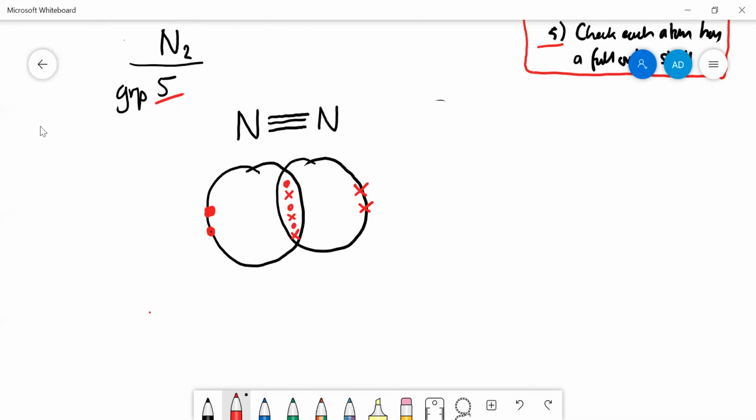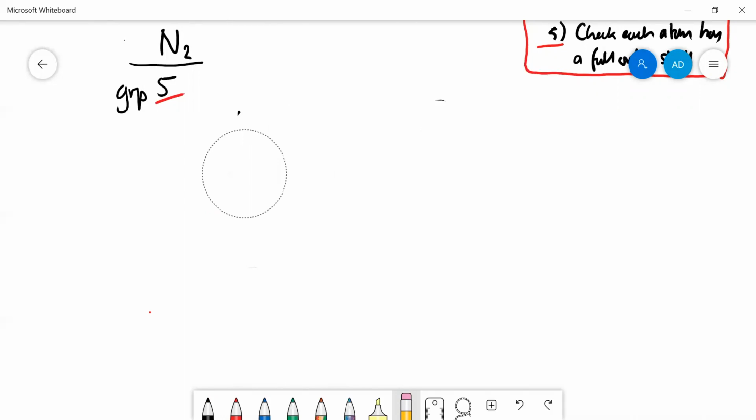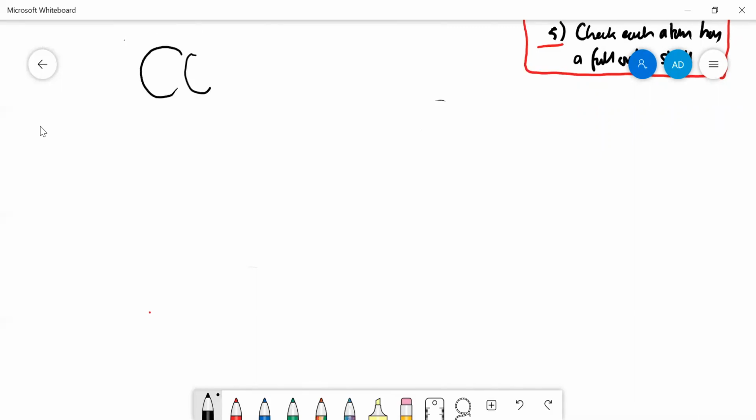Okay, let's do one more before we finish that. Let's try carbon dioxide. So a pretty important molecule. CO2. So carbon is in group 4. Oxygen is in group 6. So, remember, carbon likes to form 4 bonds, oxygen likes to form 2.